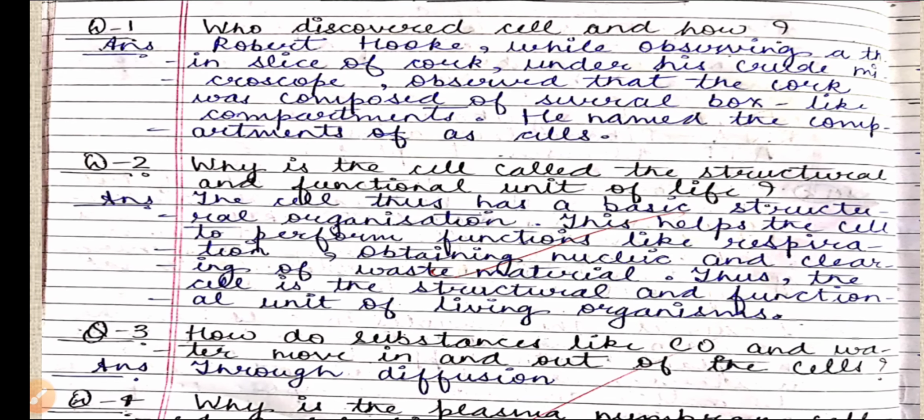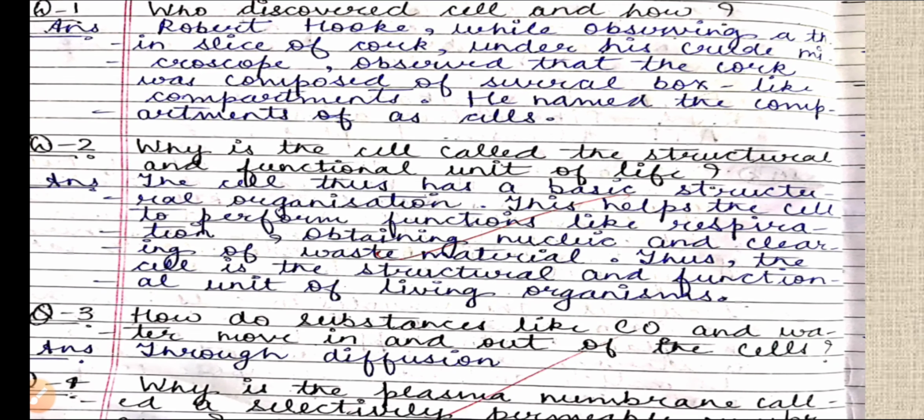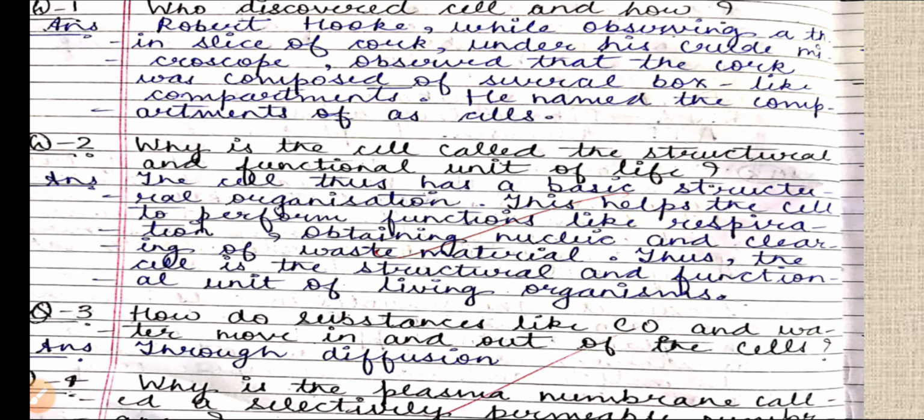Let us study the blue box questions given in the NCERT. Who discovered the cell and how? Robert Hooke, while observing a thin slice of cork under his crude microscope, observed that the cork was composed of several box-like compartments. He named the compartments cells. Why is the cell called the structural and functional unit of life? The cell has a basic structural organisation. This helps the cell to perform functions like respiration, obtaining nutrients, and clearing of waste materials. Thus, the cell is the structural and functional unit of living organisms.